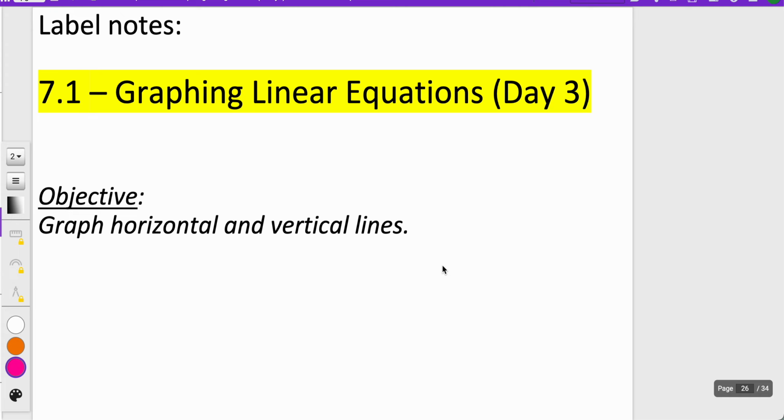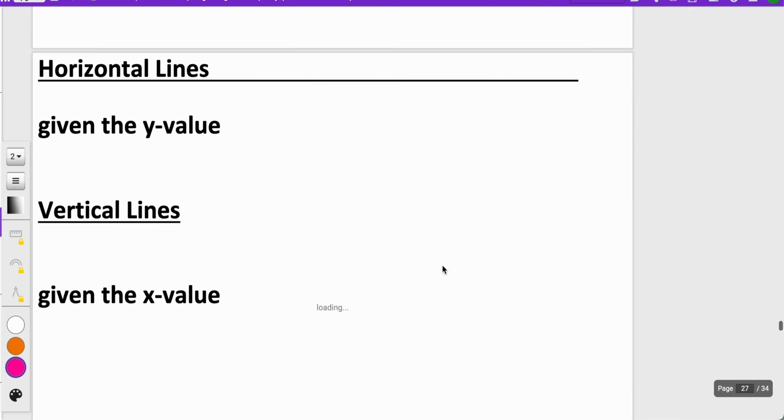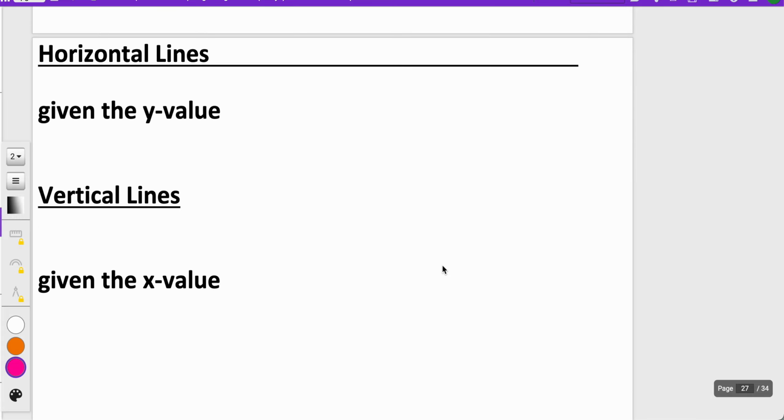Today is lesson 7.1, Graphing Linear Equations, day 3, where we'll look at horizontal and vertical lines. First thing we want to know is the difference between horizontal and vertical lines. So horizontal lines, you're always given the y value. That's when you have like y is equal to 2 or y is equal to negative 5. And that's going to be a left to right line for horizontal.